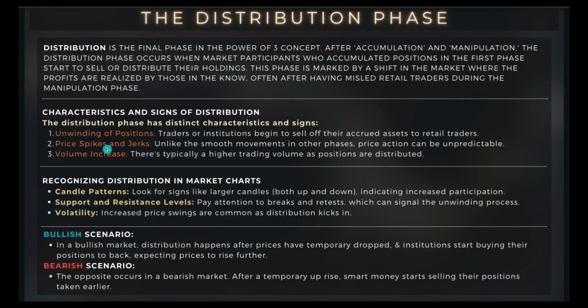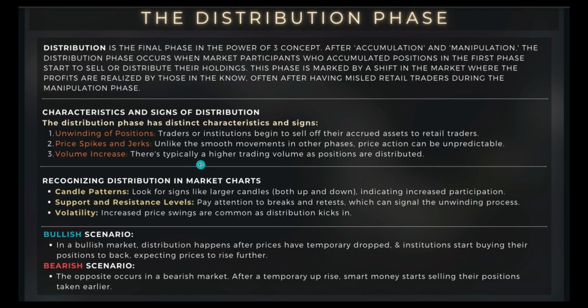Price spikes and jerks. Yes, that sounds weird, I know. Unlike the smooth movements in other phases, price action can be unpredictable. The reason I say that is because sometimes price can shoot up rapidly, or it may seem like it's shooting up rapidly or shooting down. Price can make a quick pullback or accumulate, or anything can happen, and then it'll continue going up or continue going down.